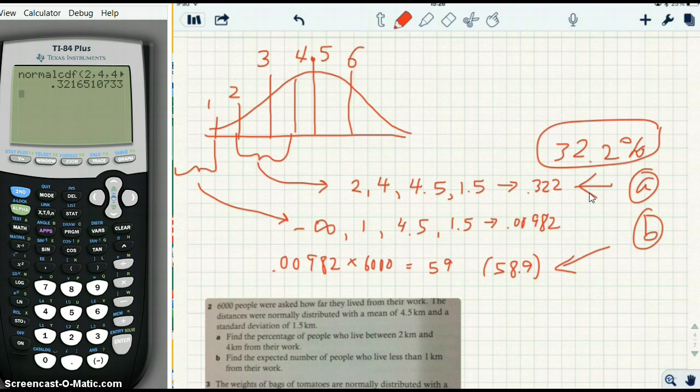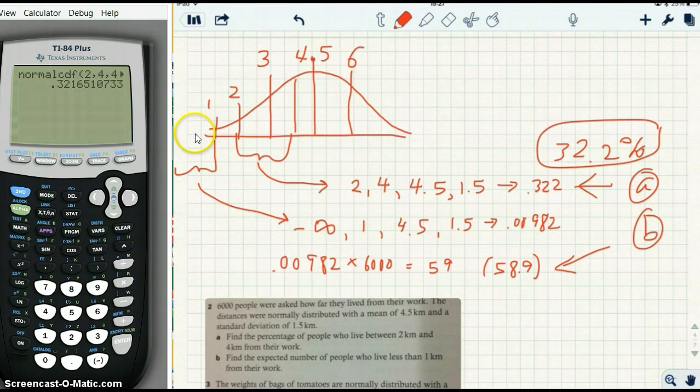Find the expected number of people who live less than 1 kilometer from work. Okay, that would be this region here, right? So this line here would be 1, and then everything to the left of that would be the percentage we want to find, or the expected number of people. So the first step to find the expected number of people is to find the percentage of people, and then we multiply it times the total number of people to get the expected number of people.